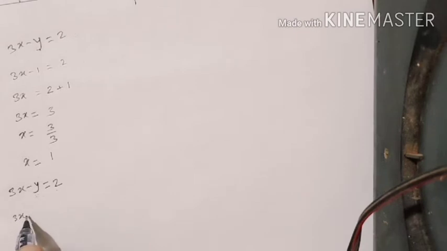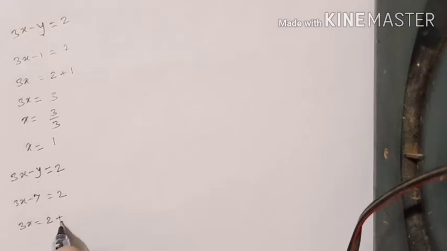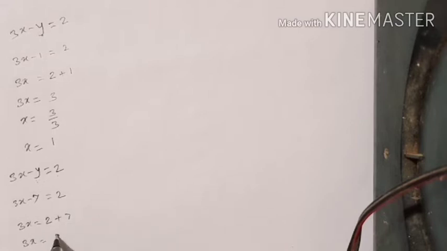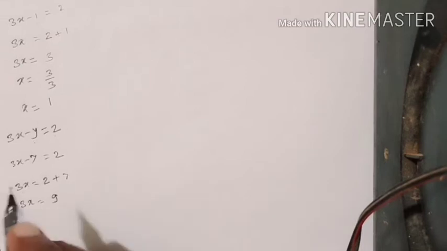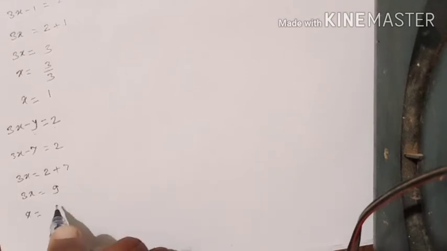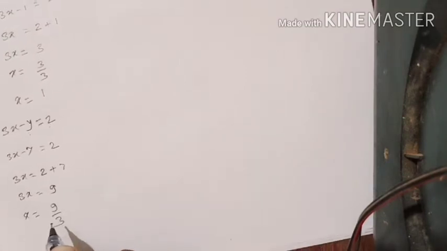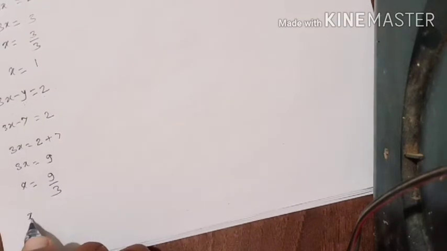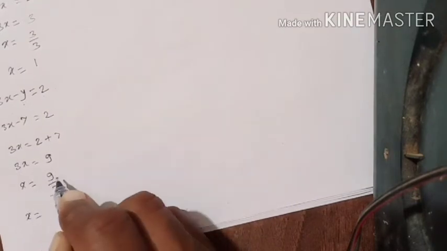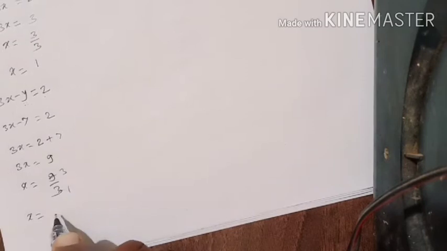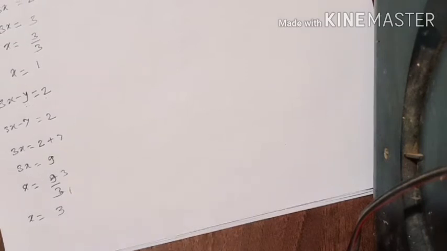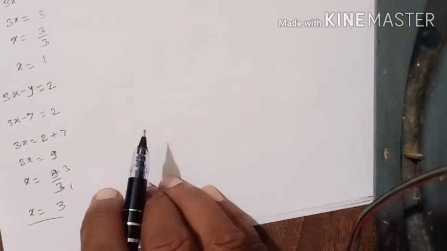Therefore 3x minus 7 is equal to 2 and 3x is equal to 2 plus 7. Therefore 3x is equal to 9. And x is equal to 9 by 3. Therefore, x is equal to, 3 ones are 3 and 3 threes are 9. Therefore, x is equal to 3. Here, it is the second value of x.